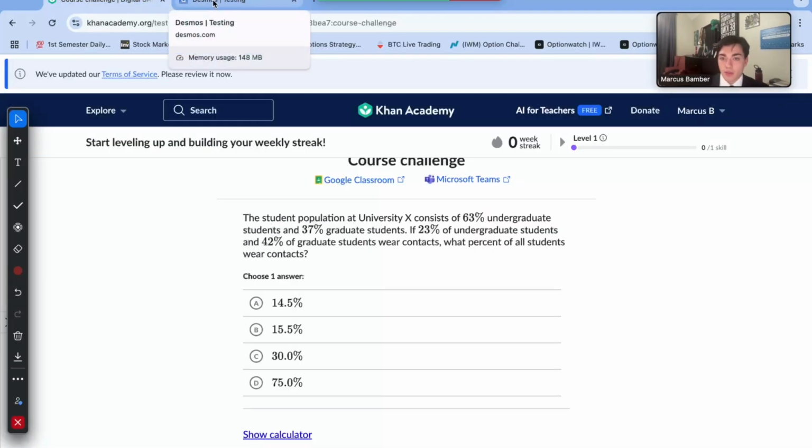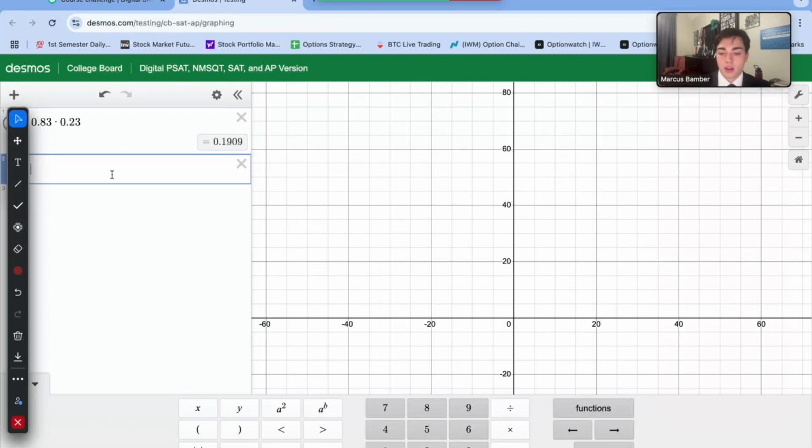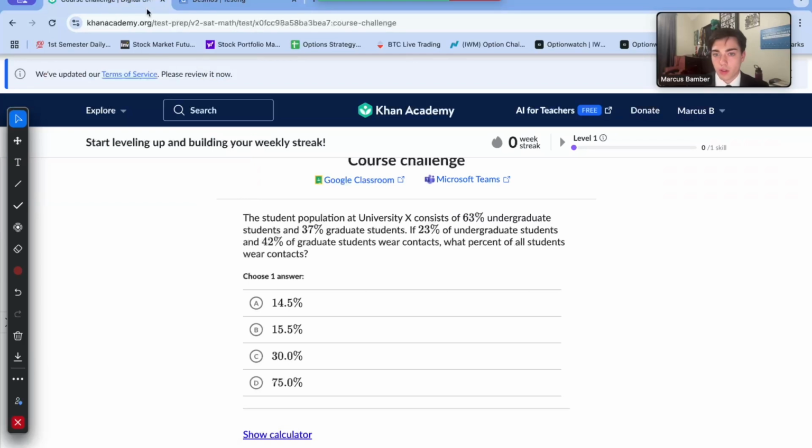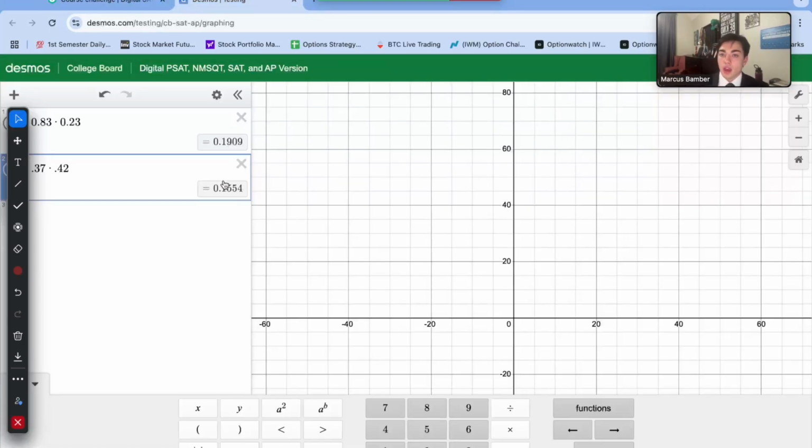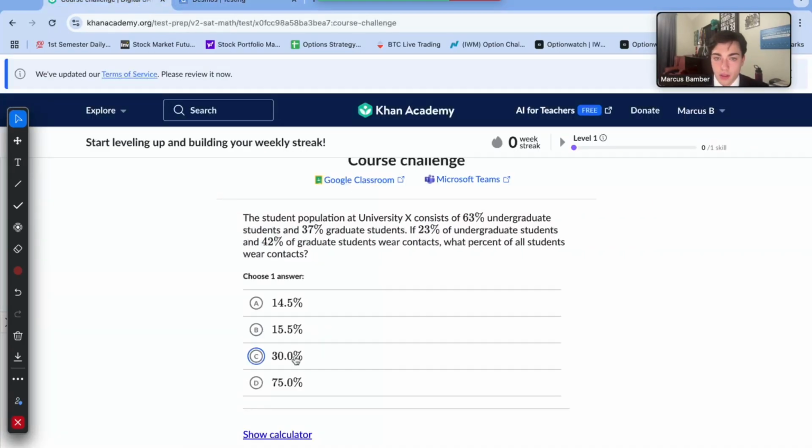And then we can do the same thing with the grad students. So 0.37 times 0.42, my bad. So that means 15% of total students are graduate and have contacts. So we just simply add these two together now, and we get about 34%. The closest is 30% of all students.